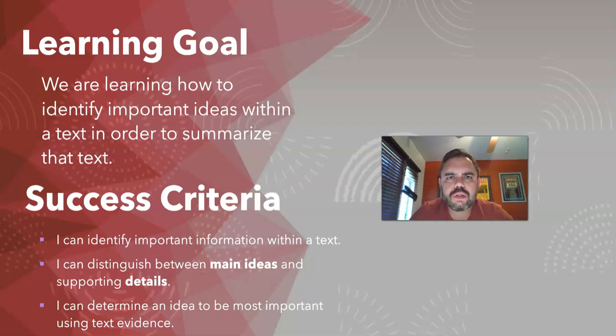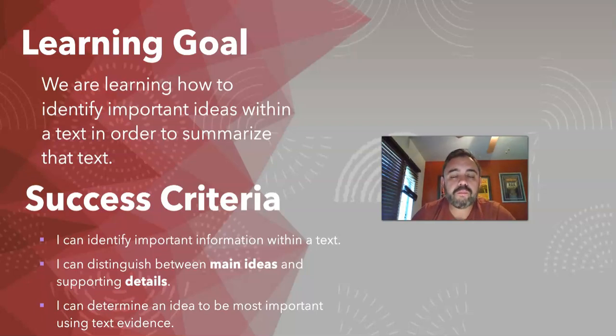Along the way, we have 3 success criteria for you. First, if you can say to yourself, I can identify important information within a text, you're on the right track. Second, you'll be able to say to yourself, I can distinguish between main ideas and details. Super important. Super duper, uber duper important. And number 3, I can determine an idea to be most important using text evidence, which is always what we want to be using. We always want to use text evidence to support our ideas. All right. Along the way, we can hit these 3. Boom. You'll be the newly elected mayor of Success Town because we'll have met our goal.